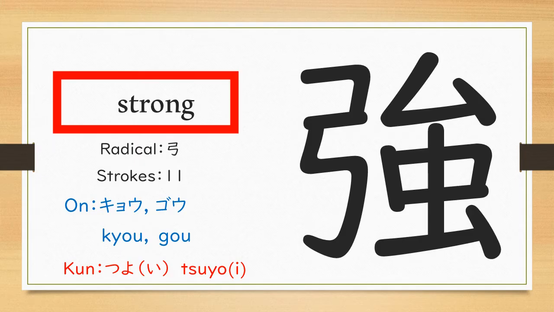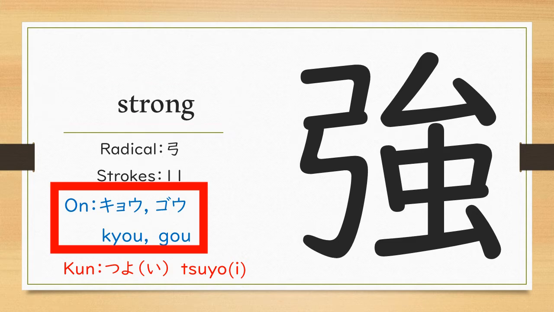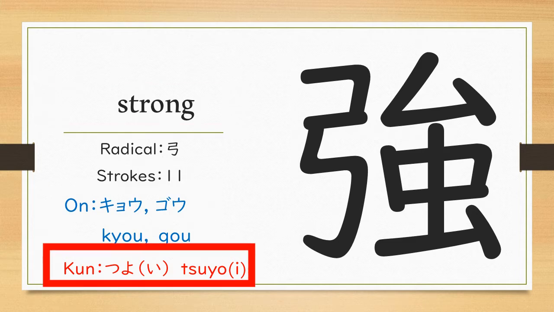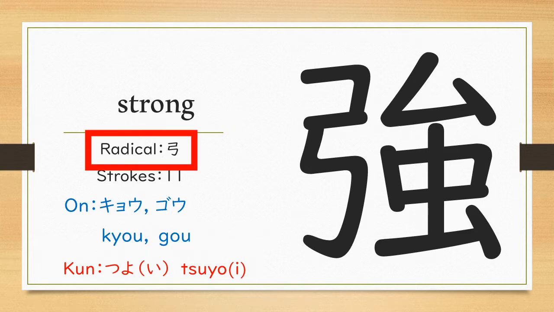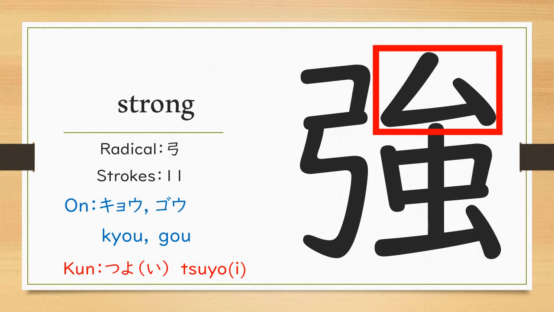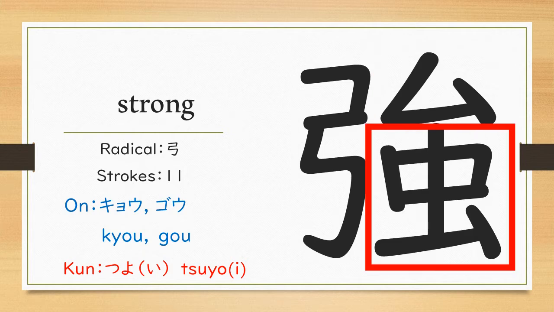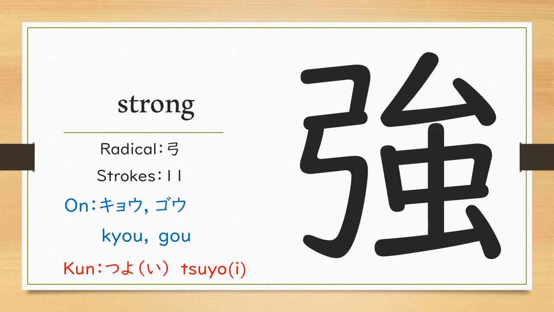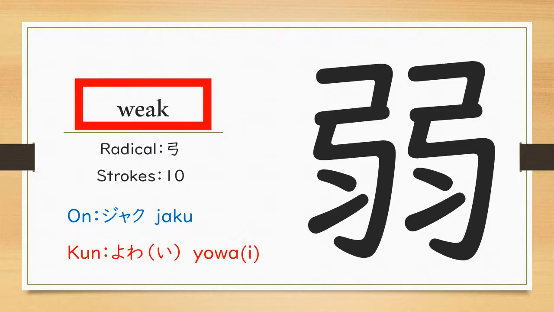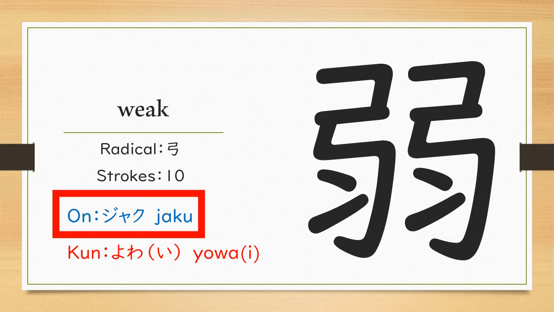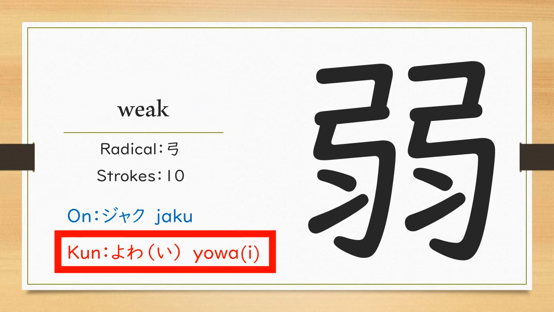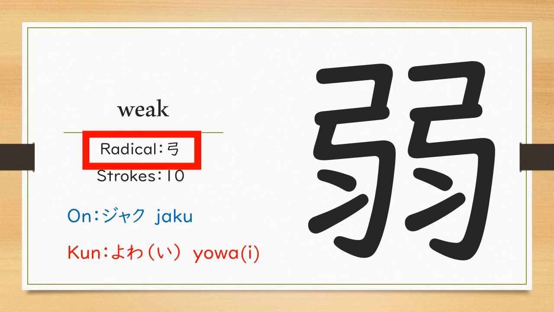The meaning is strong. On is kyo, go. Kun is tsuyoi. Radical is this symbol. Look at the kanji. You have the radical, katakana mu, and the kanji for insect, mushi. The meaning is weak. On is jaku. Kun is yowai. Radical is that symbol.